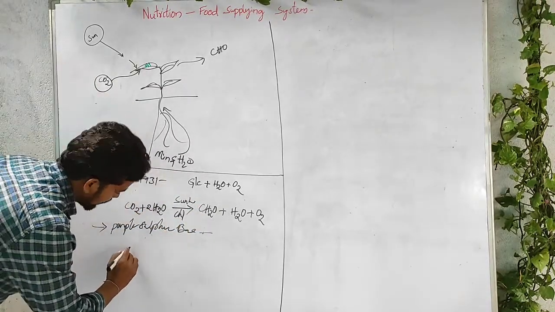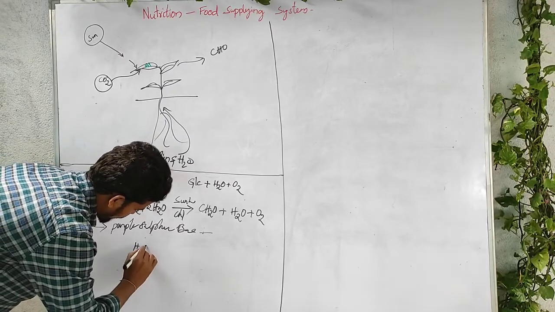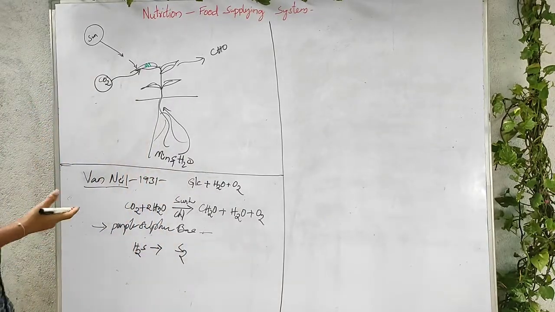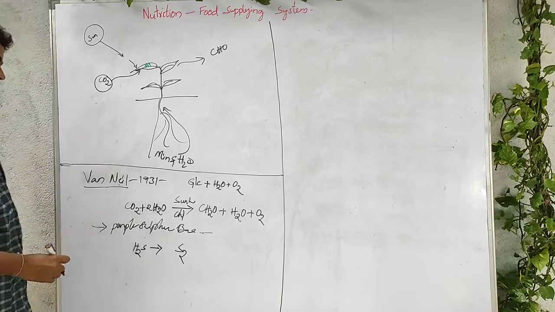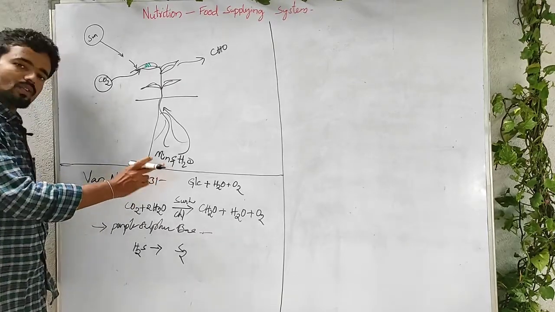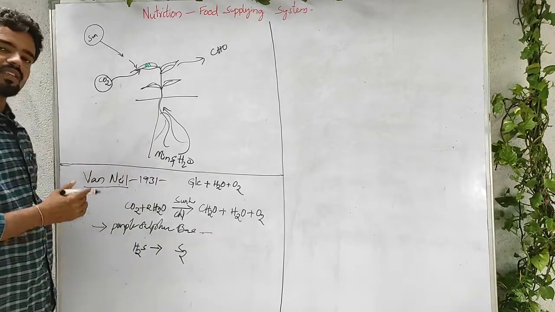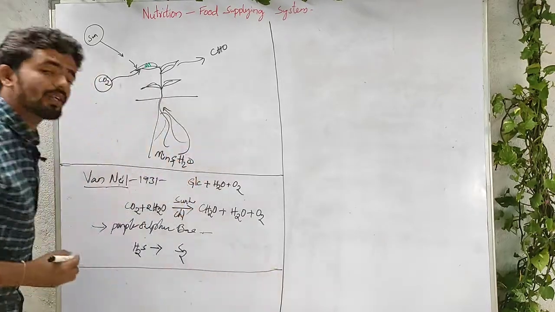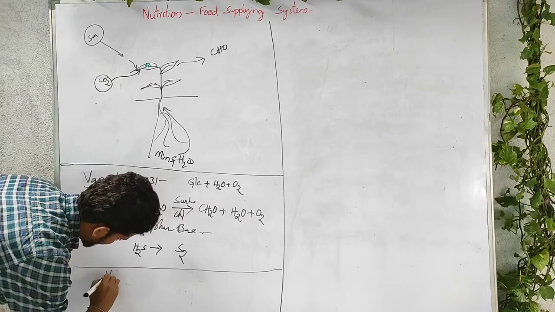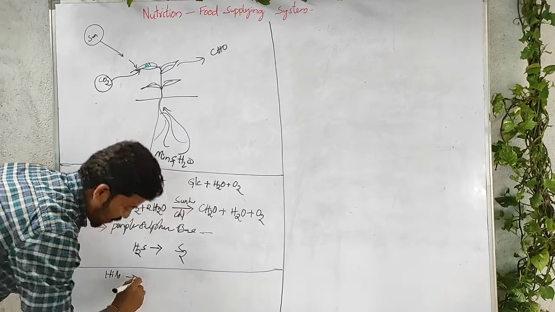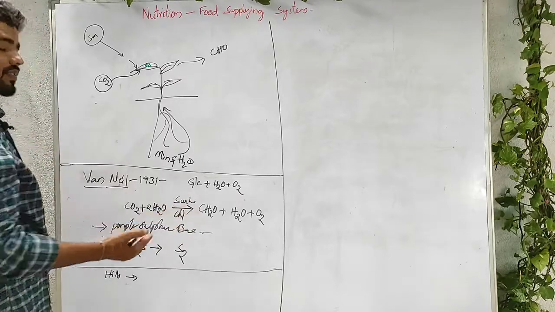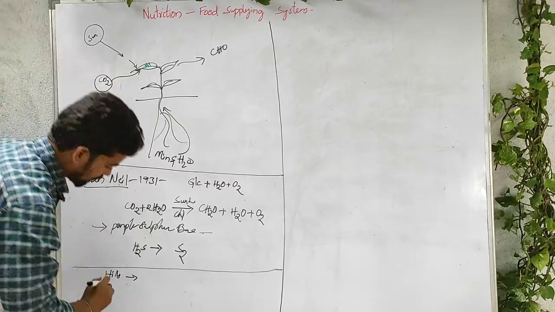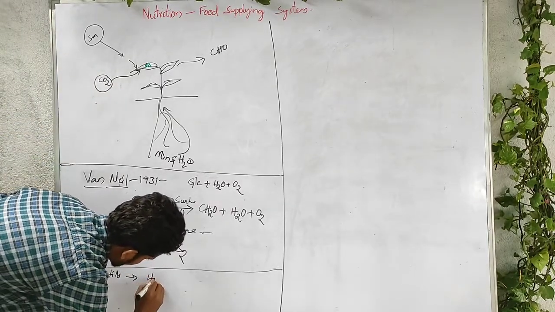Purple sulfur bacteria utilizes H2S instead of water, and it produces sulfur. So based on this, he proposed that plants produce oxygen in the process of photosynthesis. That was his statement. Later on, a scientist called Robert Hill experimentally proved that whatever oxygen is released during photosynthesis is from water. So we call it Hill's reaction.